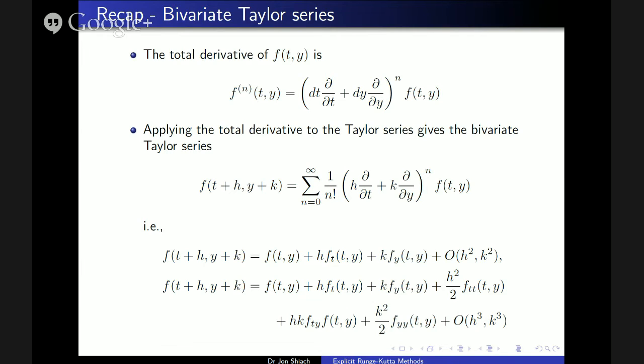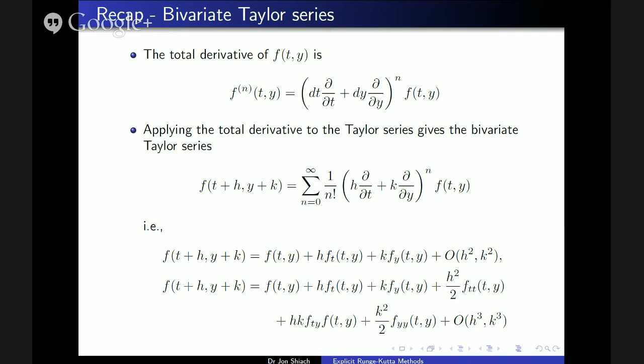So we have h squared times the double partial derivative of f with respect to t, plus 1/2 times 2hk. So 1/2 times 2hk is just hk times f_ty. So we've got a mixed partial derivative of f. And finally, 1/2 times k squared times the double partial derivative of f with respect to y.